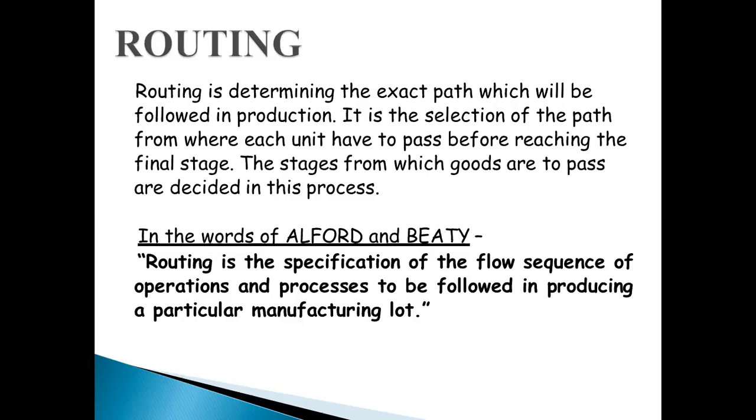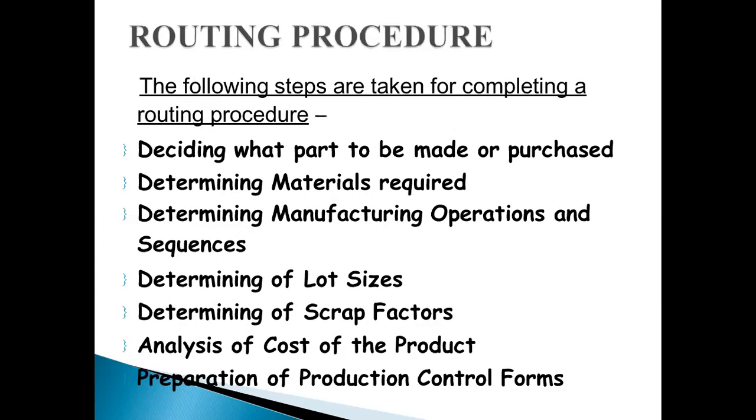So next is the routing procedure. We have to decide what parts are to be made or purchased. Number one, this is the most important. Then we have to determine materials, what kind of materials and equipments are required. Then we need to determine the manufacturing operations and the sequencing. Then no doubt we have to determine the lot sizes. Then we have to determine the scrap factors. We have to analyze the cost of the product. Then we have to prepare the production control forms, right?